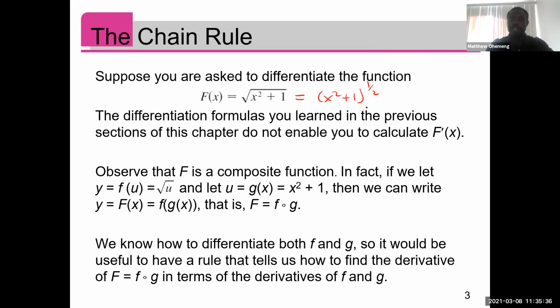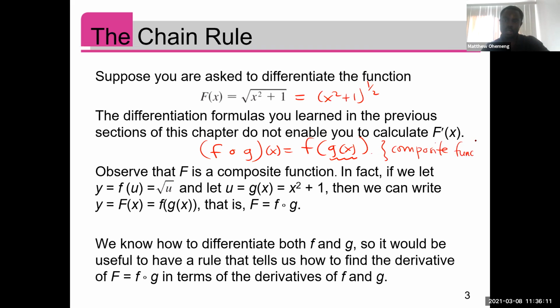But then the chain rule is saying that if you are able to see that function as a composite function, and if you recall from your earlier math classes, a composite function happens when you have something like f of g of x. This is what we call a composite function. It is a function plugged into another function, so f is evaluated at g of x. A function in a function. This is a composite function.